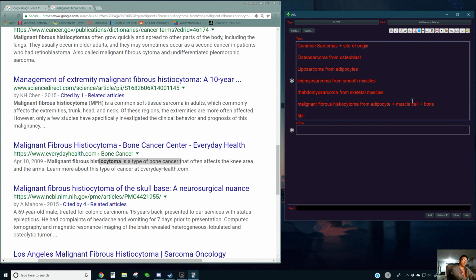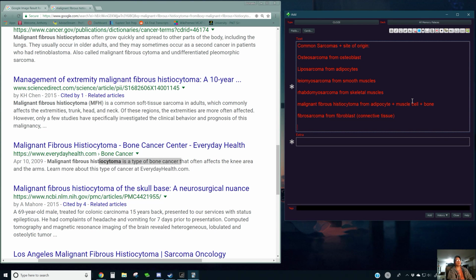Okay, what's next? Fibrosarcoma, I'm assuming. Let me check. Yep, fibrosarcoma is from fibroblast, connective tissue. Angiosarcoma from endothelial cells. Is it cells? Yeah, endothelial cells. Specifically, we'll just say lining of blood vessels.